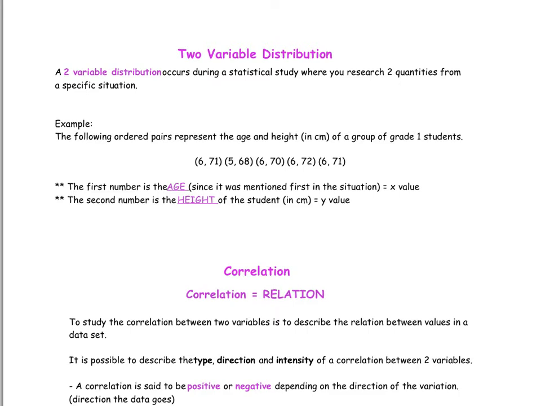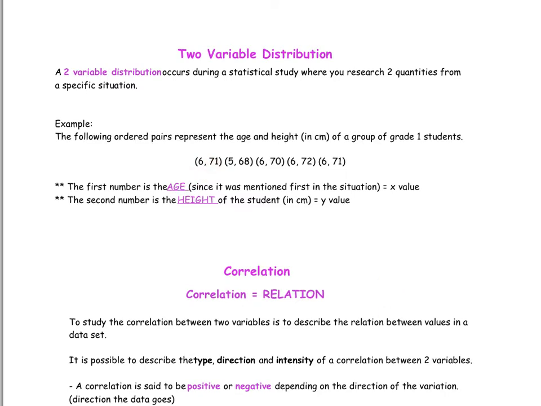So that would have two things that are changing, the age and the grade on a test. For example, the example that's given is if we're comparing the age and height of a group of grade 1 students. So we're expressing the data for each student as an ordered pair. The first number is the age, since it was mentioned first in the problem. And the second number would be the height, since it was mentioned second. If we were to graph this, which we will be doing eventually, the first number would be the x, and the second number would be the y.